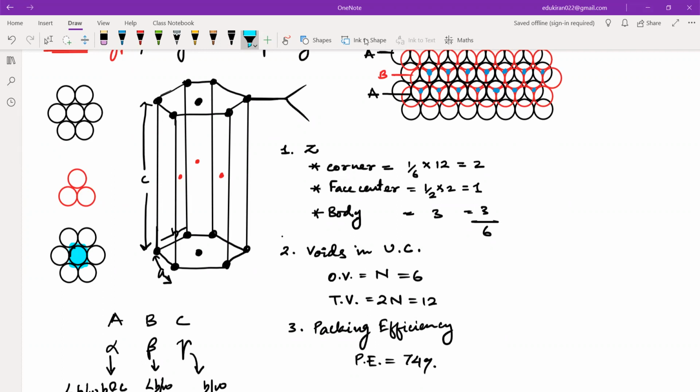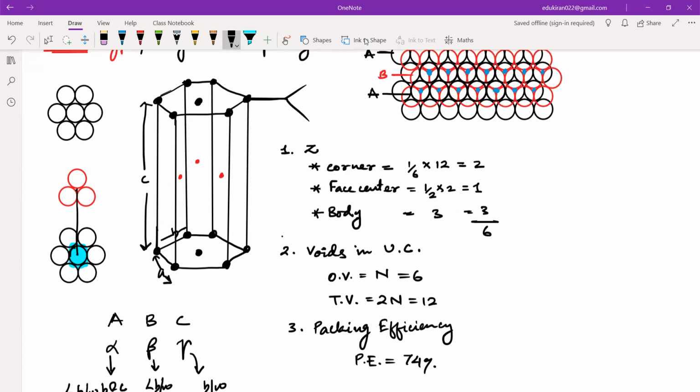Now, this atom is just beneath these 3 atoms, right? Yes or no? Yes. So they are making these 3 red atoms and this one black atom, they are also making a tetrahedral void, and that is why they all will be touching. So hence this black atom is touching these 3 red atoms, right? Yes or no? Yes. Okay.